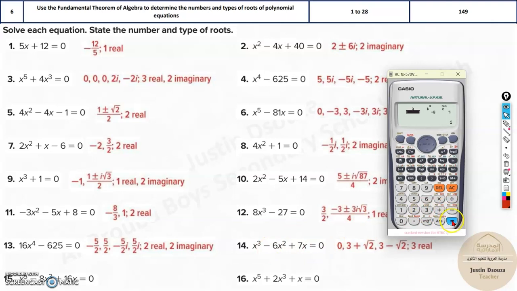Now this is the root. Let me just see what mistake I did. It's 1 minus 6, 7, and 0. Yes, it's all right. It's 3. That is 3 plus root 2. Okay, 3 minus root 2. Yeah, it's 0. Sorry, my bad.